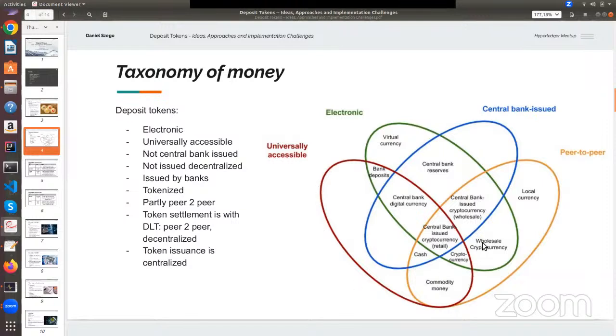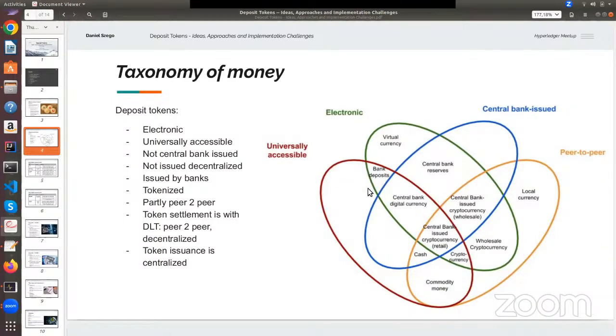And then we can have different characteristics for different kinds of money here. For instance, cash is issued by the central bank, it is not electronic, it is practically peer-to-peer in a sense, and it is retail, so universally accessible. Then there are the novel ideas of central bank digital currencies. These are practically in the middle. It's central bank issued peer-to-peer money, which is electronic and retail, so accessible for everybody practically. So this is the money flower.